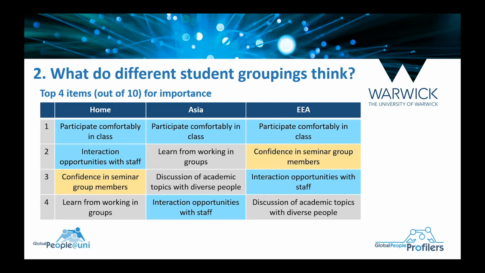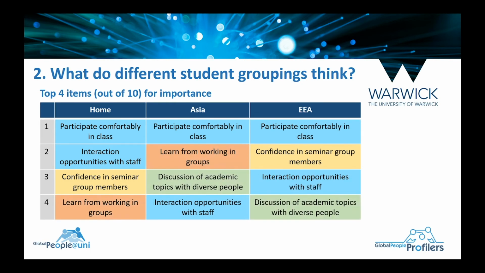Confidence in seminar group members, home and EEA students regarded that as really important. Learn from working in groups, that was home and Asian students that attributed importance to it. Discussion of academic topics with diverse people, Asian and EEA students attached importance to it. So what we see from this is that actually across the 3 regional groupings, there's a lot of similarity in the relative importance that the students attach to those different aspects of classroom life and diversity.